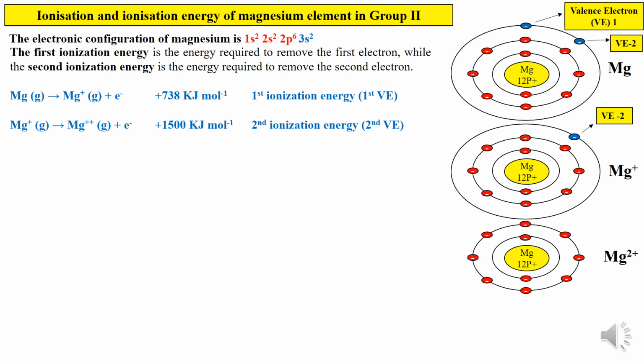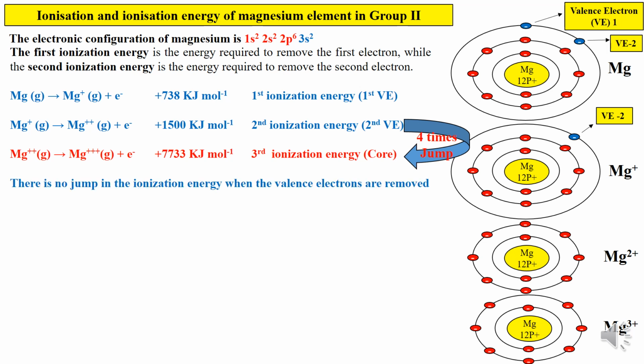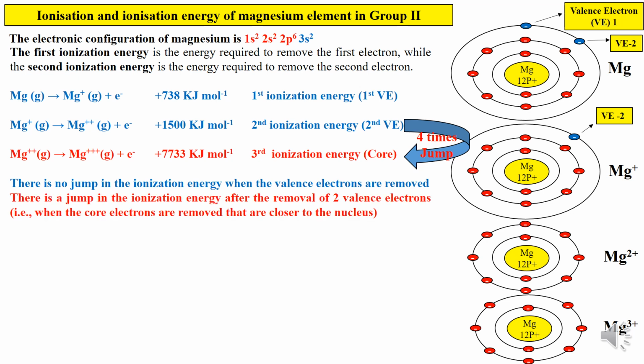Now let's go one step further and try and remove the core electron and see what happens. When I try to remove the core electron, you can see the amount of energy required is much more. Nearly 8000 kilojoules per mole of energy is required. So you can see a 4 times jump. There is no jump in ionization energy when the valence electrons are removed, but there is a jump in the ionization energy after the removal of 2 valence electrons.